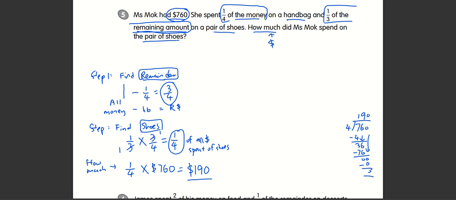Now this is the first method of working steps that can get me to the answer. First, find the fraction that is the remainder from the whole. Second, from the remainder, I find the fraction of all the money spent on shoes. And finally, I find the actual amount by using the fraction multiplied by the actual amount of money, 760. And that gives me the answer.